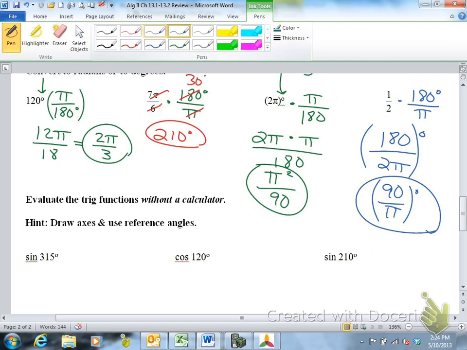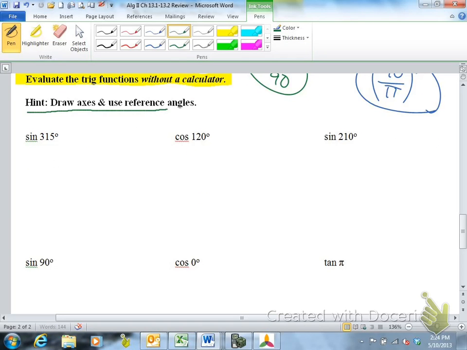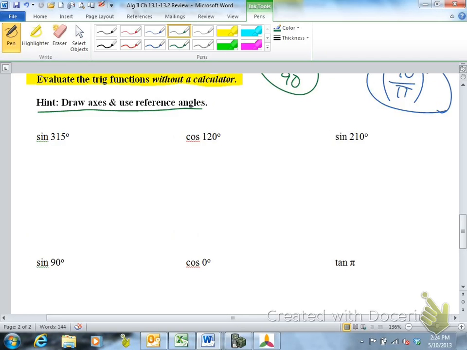And then the last couple that we have, evaluate the trig function without a calculator. And the tip is to draw axes and use reference angles. That'll work on most of these, but not all of them. So you draw axes, you graph the angle of 315, which is this angle, and you draw a vertical line to make a triangle.